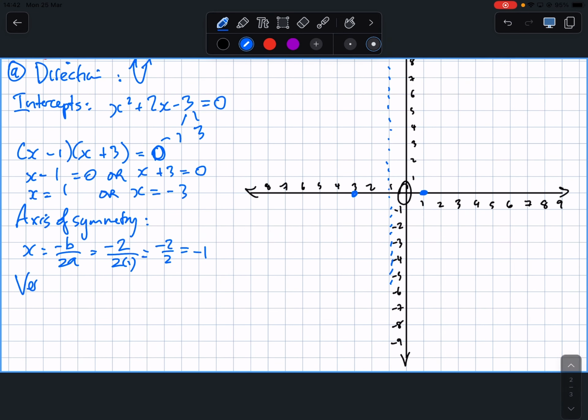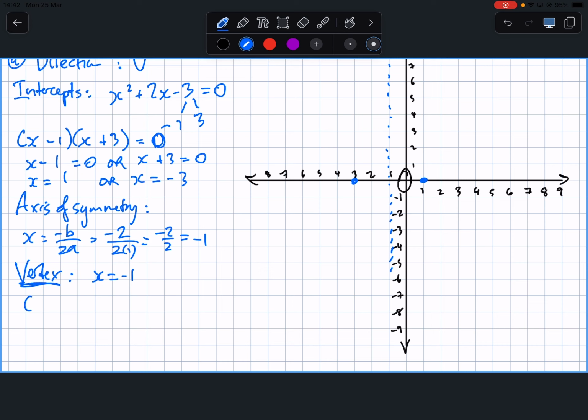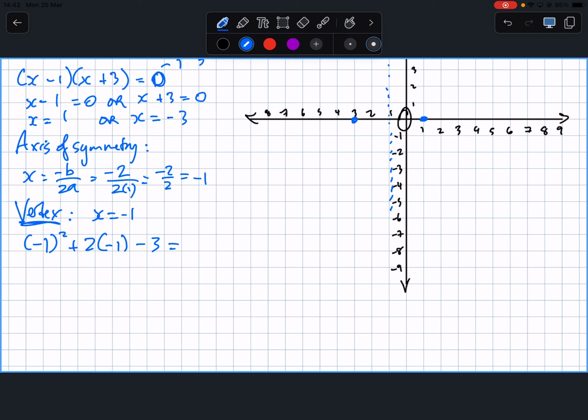So vertex, what did I find? X was equal to -1. So I'm going to put that back into my quadratic. What was the quadratic? This. X squared plus 2x take 3. So I'm going to replace x with -1. So it's going to be -1 squared plus 2 times -1 take 3. What's -1 squared? What is -1 times -1? 1. What's 2 times by -1? Take 3. So what is 1 take 2? What's that right now? And what's -1 take 3?